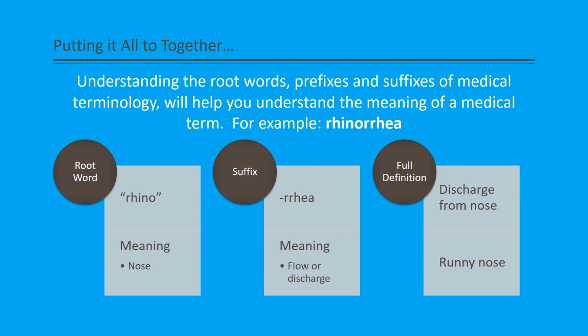Now let's tie these all together to break down the meaning of a medical term. For example, do you know what rhinorrhea means? Rhino is a root word for nose, and the suffix rrhea means flow or discharge. Combine the meanings of the root word and the suffix, and you get a runny nose. Easy, right? Let's try another one.